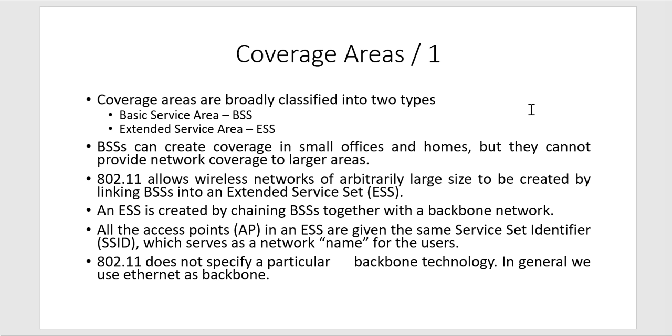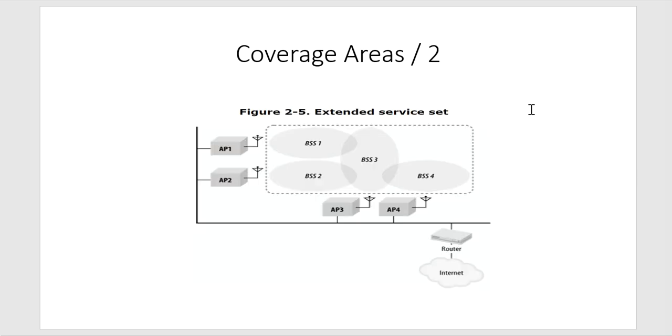So as per the 802.11 technology, there is no particular backbone technology, but normally we use Ethernet as the backbone. So this is the coverage area. See, this is a single BSS, BSS1 connected to AP1, this one connected to AP2. So all the APs are connected to a single distribution system. This is nothing but the distribution system. So BSS 1, 2, 3, 4, all together we call an extended service set. This DS, distribution system, is connected to a router, then the internet.